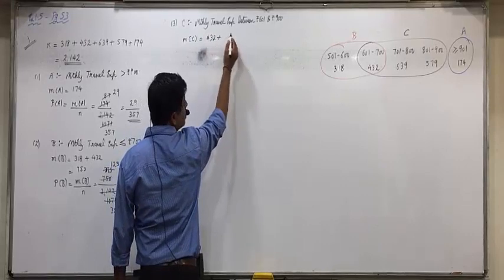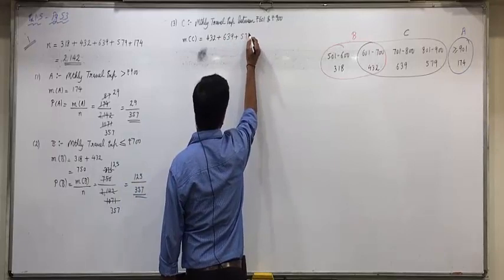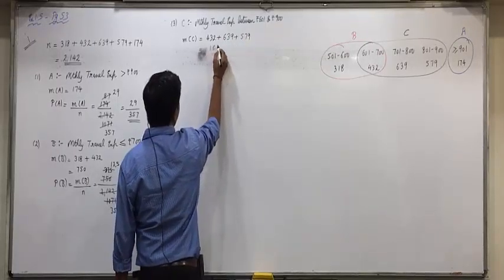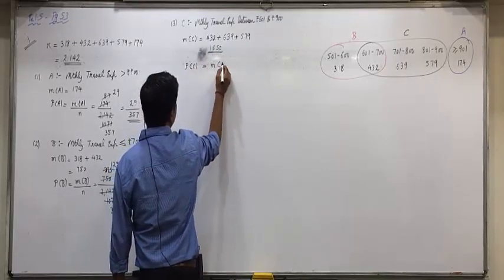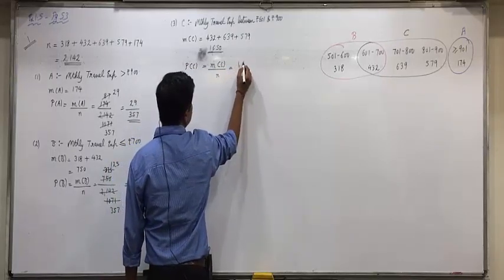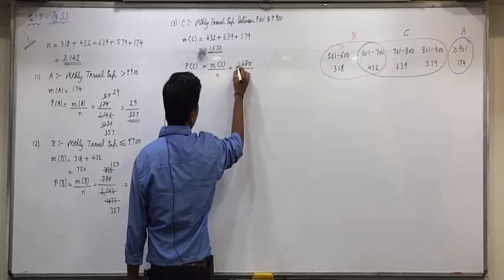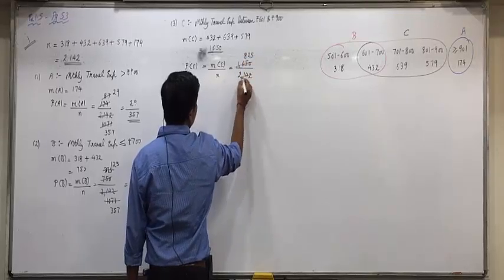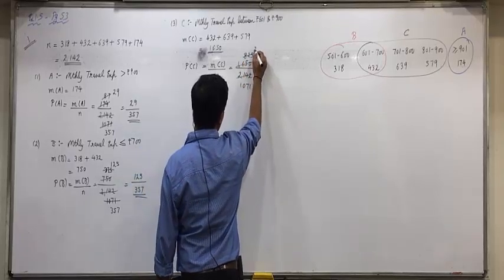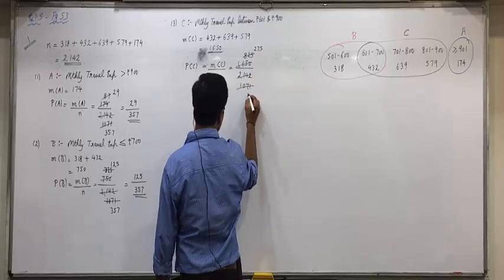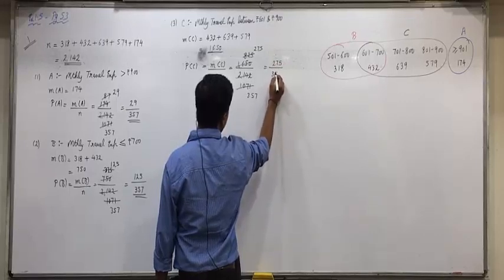432 plus 639 plus 579, 1650. P of C will be equal to M of C upon N. So 1650 upon 2142. 2 into 8, 25. 2 into 1071. 3 into 275. 3 into 357. So 275 divided by 357.